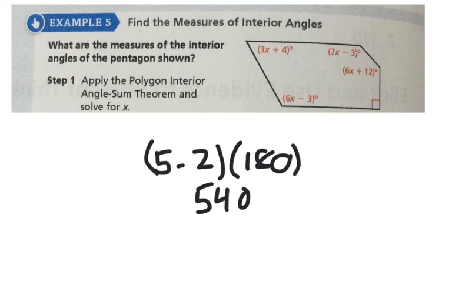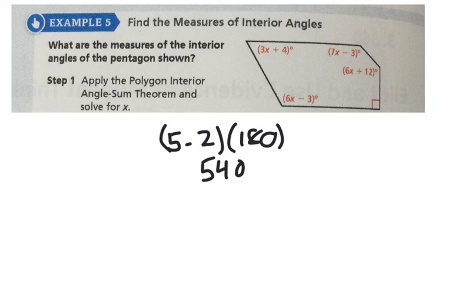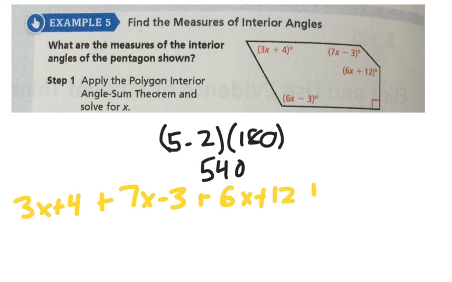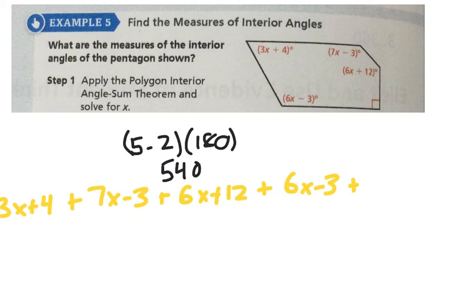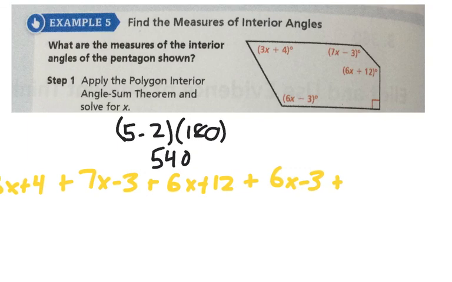Well, since we've already established what the 5 angles are, we just have to write them down. So I have 3x plus 4 plus 7x minus 3 plus 6x plus 12 plus 6x minus 3 plus 90. Absolutely, that's kind of a trick. You have to know that the right angle there is 90. And what do all these angles add up to be? 540.